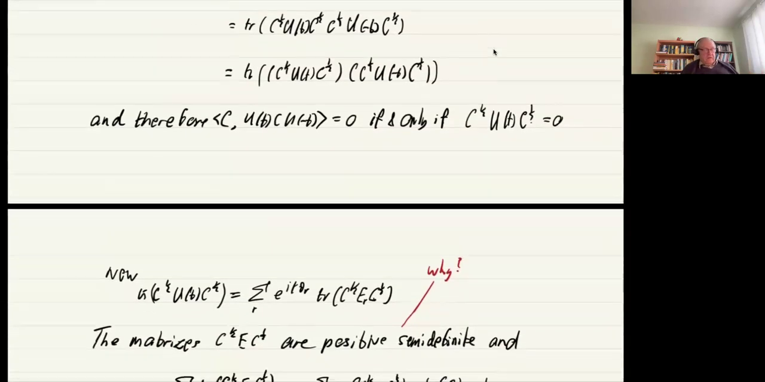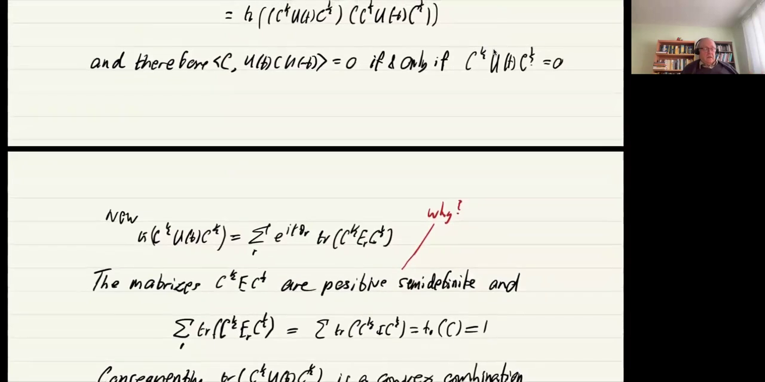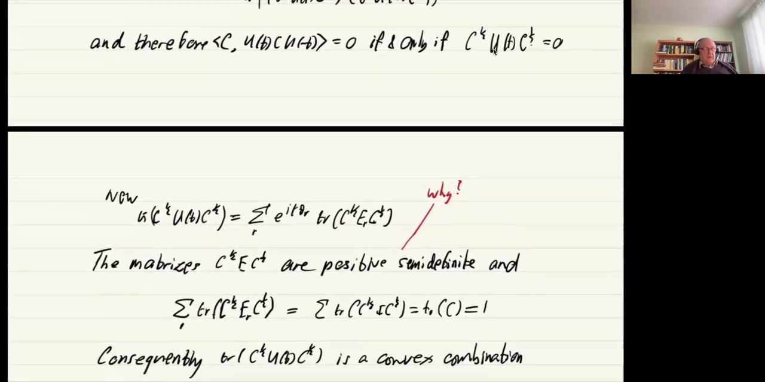Okay, so the next thing to notice is that the trace of this, well, I can expand U of t as sigma e to the i t theta r E sub r. And so I do that and rearrange a bit and I get this.